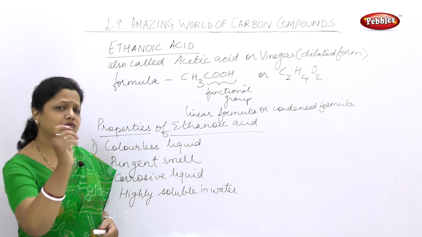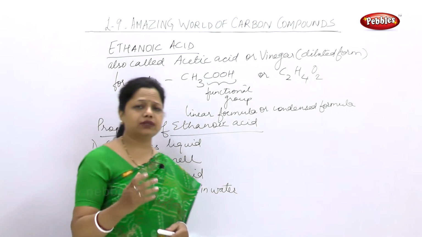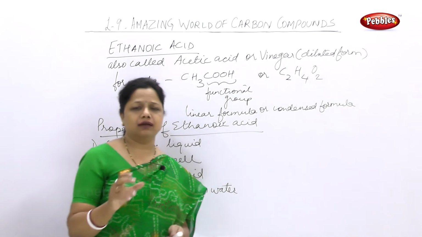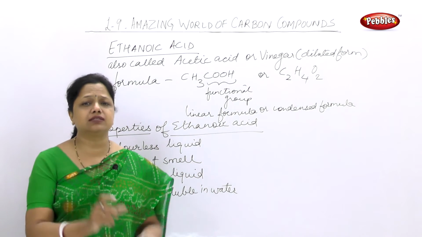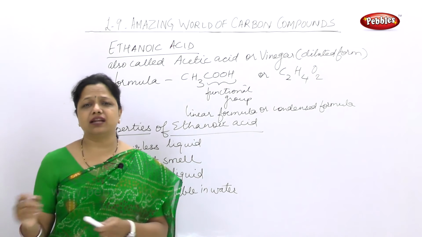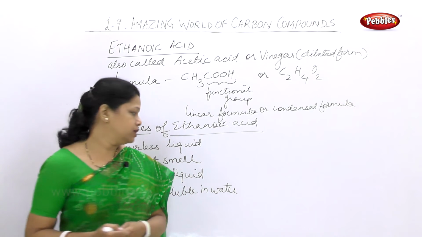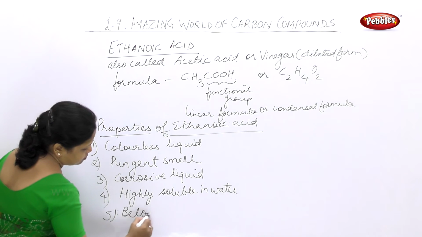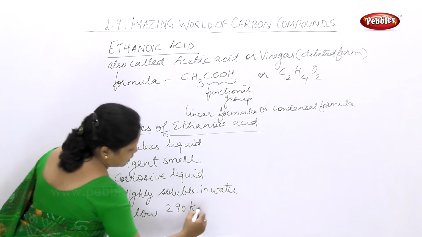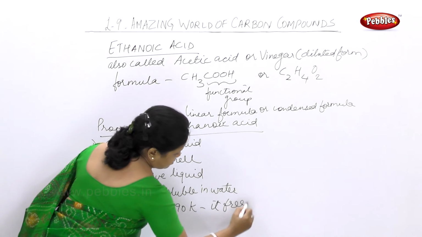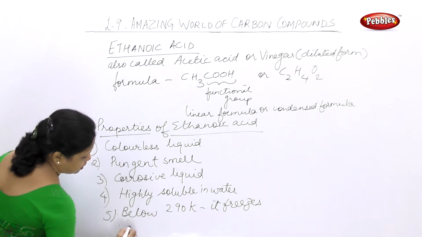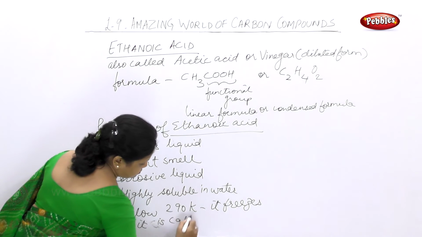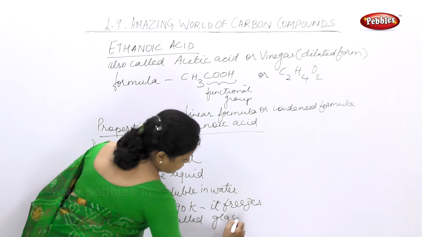Now ethanoic acid has one specialty. If I bring the temperature below 290 Kelvin, it starts to freeze, and that frozen ethanoic acid is called glacial acetic acid. This is the name which is given. So below 290 Kelvin, it freezes, and therefore it is called glacial acetic acid.